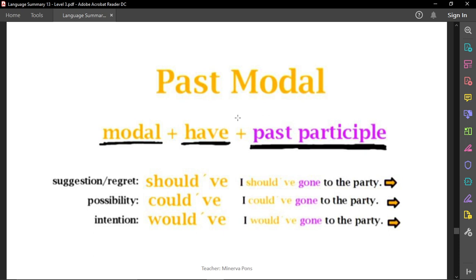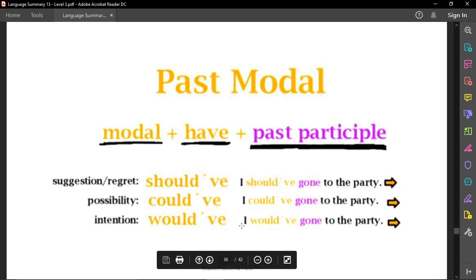Okay, so we have the past modal for this. We know that to use the past modals, we need to follow this structure. We use the modal, then have, then the past participle. For a suggestion or regret, we say should have, for possibility, could have, and for intention, would have. Then we use the past participle.